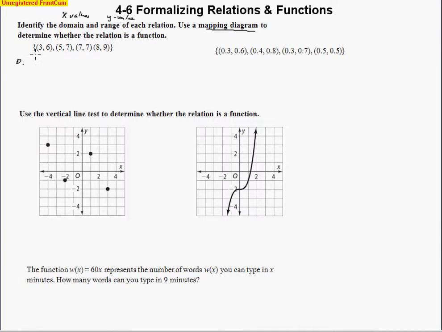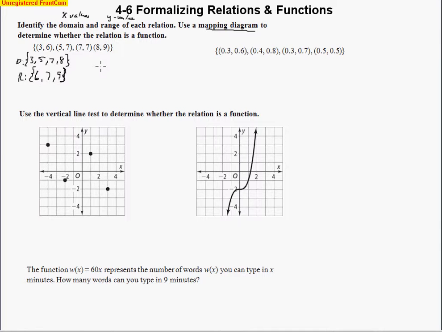So our domains are the x values. So we just list them 3, 5, 7, and 8. So those are the different domains. And so I'll put that in our roster notation. That's what the braces are for. The range values are the y values. And so those are 6, 7, and 9. So 7 repeats, so I don't have to rewrite that twice. I'm just listing what the different values are. And so that's why I just listed those as, in this case, the 6, 7, and 9.